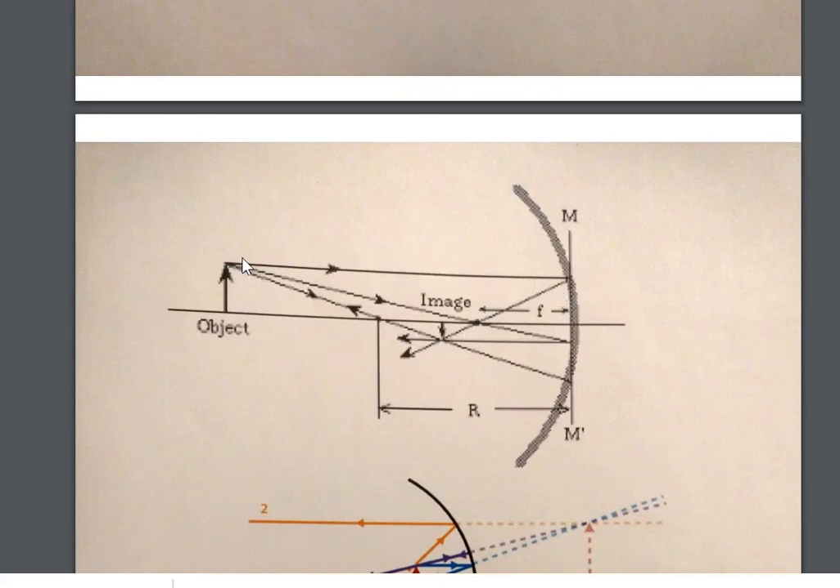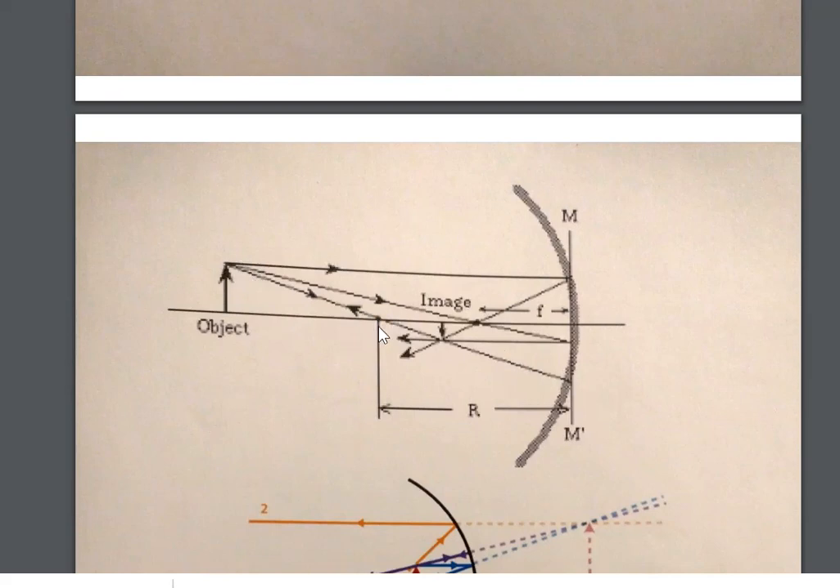Now our second ray goes through the focal point and gets reflected to be parallel. That's exactly what this second ray is doing. And then our third ray hits the mirror straight on and bounces straight back. Now for this to happen, it has to go through the center of curvature.